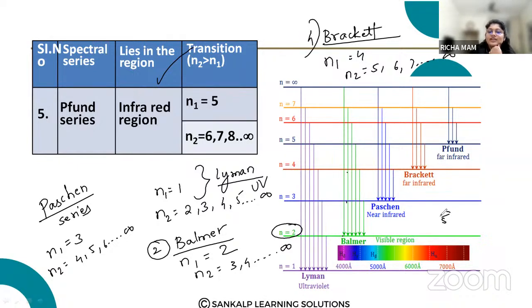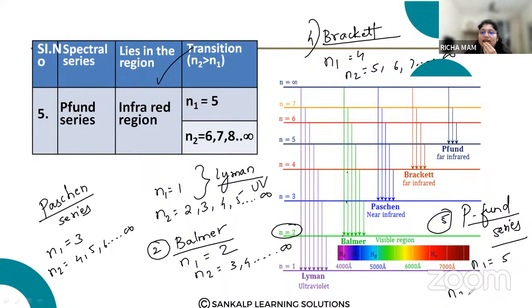Then the fifth one is the Pfund series. This also falls in the IR region, infrared region, where n1 is equal to 5 and n2 is equal to 6, 7 till infinity. So remember this hydrogen line spectrum, very important, and remember the series also. For Lyman, Balmer, Paschen, Brackett and Pfund, remember what n1 and n2 are.